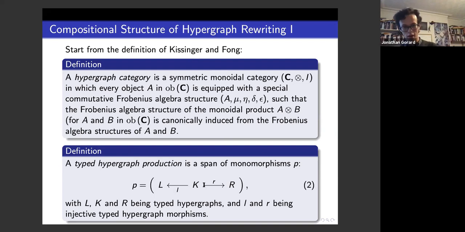So when we apply a rule, we match the left-hand side, we replace it with the right-hand side, and then there's a surrounding sub-hypergraph that is kept invariant by the application of that rule. We call that K, and we call the left-hand side of the rule L, the right-hand side of the rule R. Then we have one injective morphism from K to L, and another injective morphism from K to R, and that span is effectively our rule or our production.